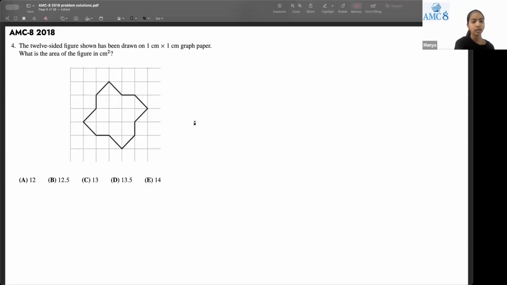Problem number 4. The 12-sided figure has been drawn on a 1 centimeter by 1 centimeter graph paper. What is the area of the figure in square centimeters?